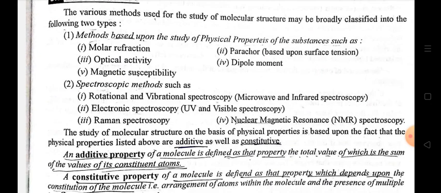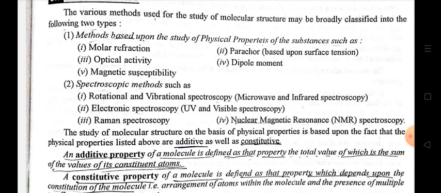2. Spectroscopic methods, such as first, rotational and vibrational spectroscopy, microwave and infrared spectroscopy. Second, electronic spectroscopy, UV and visible spectroscopy. Third is Raman spectroscopy. Fourth is NMR, or nuclear magnetic resonance spectroscopy.